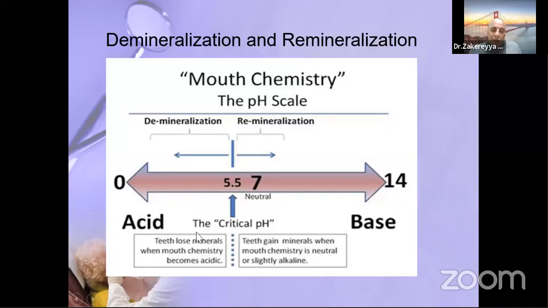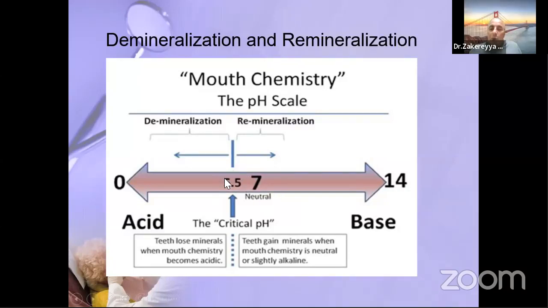Now, what is the critical pH? Critical pH is the pH below which the tooth will start losing mineral. Above the critical pH, like in here, okay, 7, 8, 9, it goes towards remineralization. So now, as a dental practitioner, you must aim to advise your patient on a strategy to maintain his mouth with a pH above 5.5.